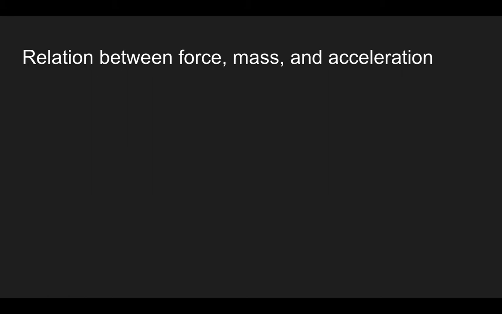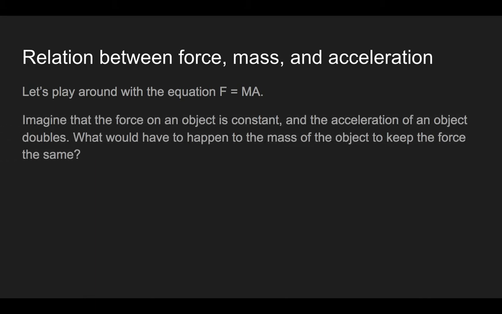So now we learn about the relationship between force, mass, and acceleration. So the equation is F is equal to ma. Force is equal to mass times acceleration. So imagine that the force on an object is constant and the acceleration of an object doubles. What would have to happen to the mass of the object to keep the force the same?